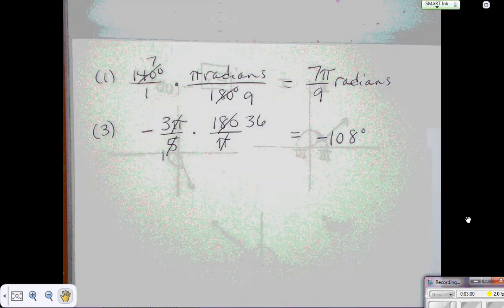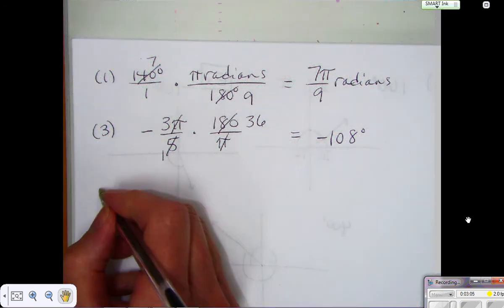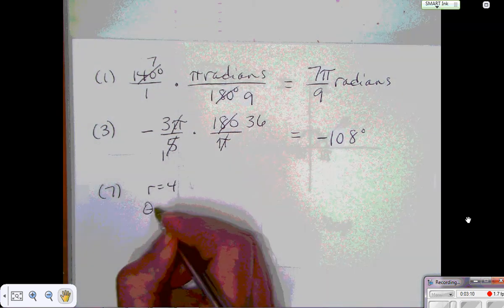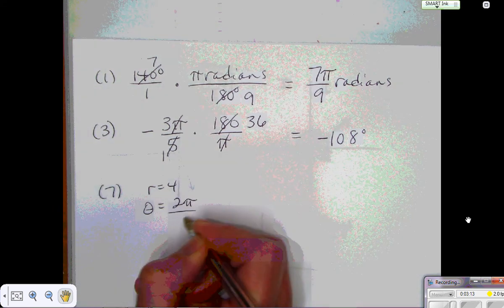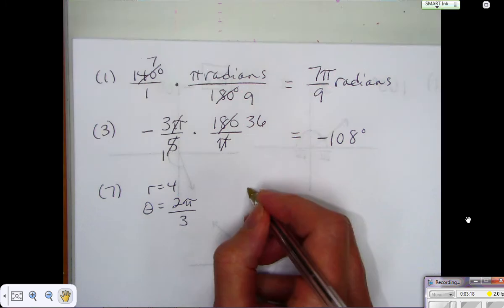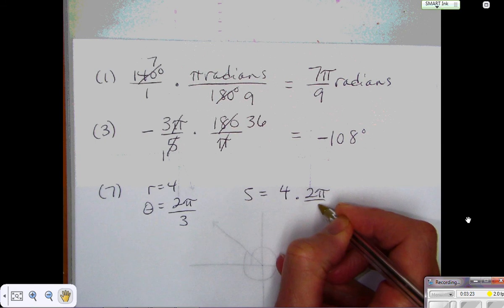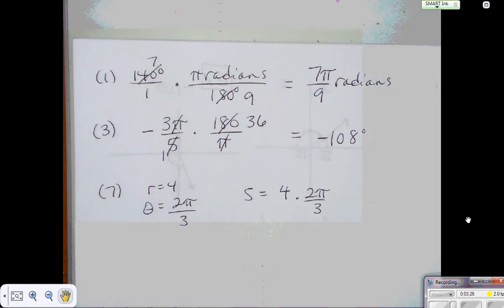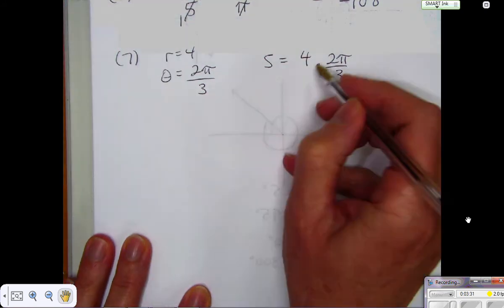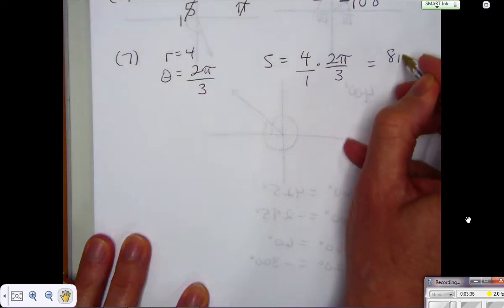All right, so on the next part, it says find the length of each arc, round to the nearest tenth. So on number 7, they give you the radius is 4 and the angle is 2 pi over 3. So to get my arc length, s, I'm just going to multiply the radius times the angle. And it does need to be in radians. In your homework it is going to be in radians. You don't have to convert anything, so that's a good thing. And you multiply straight across. That 4 is over 1 because it's a whole number, so you're going to have 8 pi over 3.